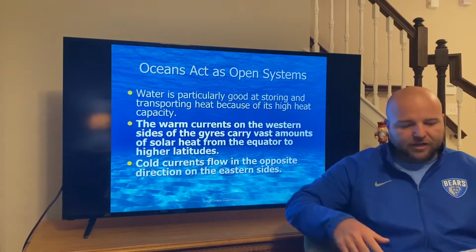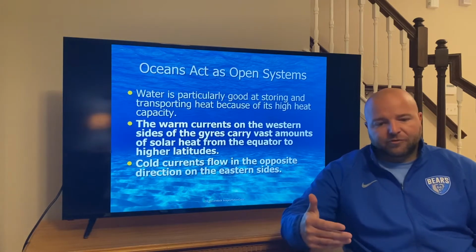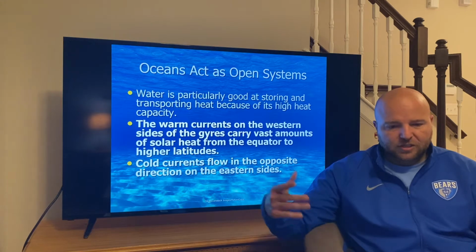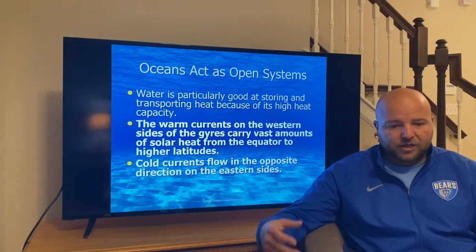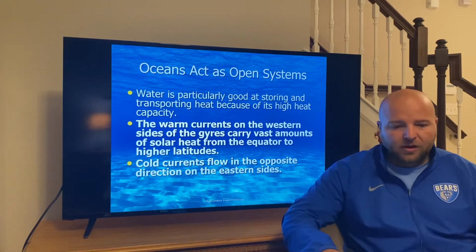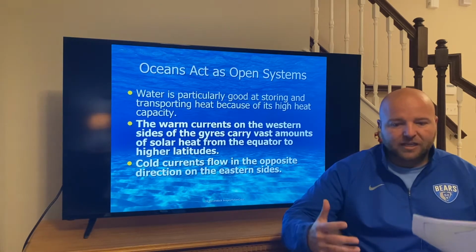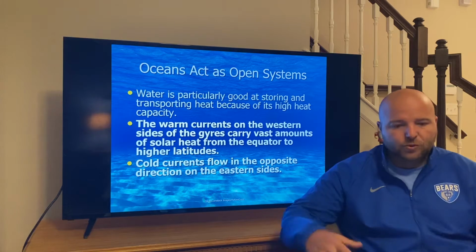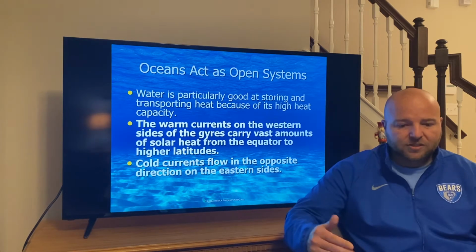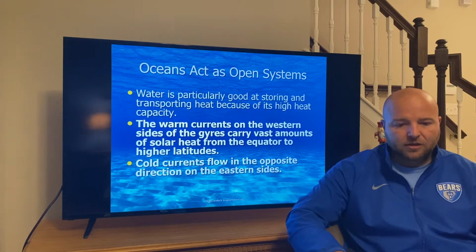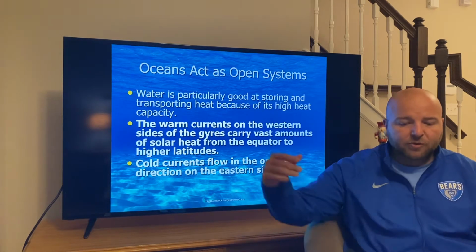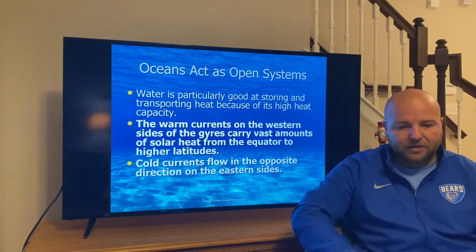All right, so now we're writing for our first part of the 5.3 page of the study guide. Water is particularly good at storing and transporting heat because of that high heat capacity. Remember that term back from Unit 3, that water has a very high heat capacity or ability to hold heat. Now we're writing the warm currents on the western sides of these gyres carry vast amounts of solar heat from the equator up to higher latitudes.